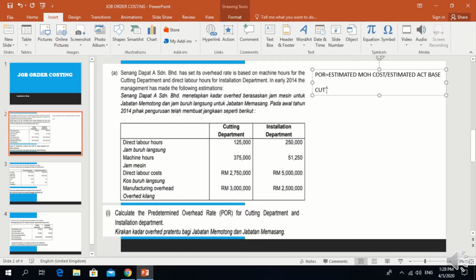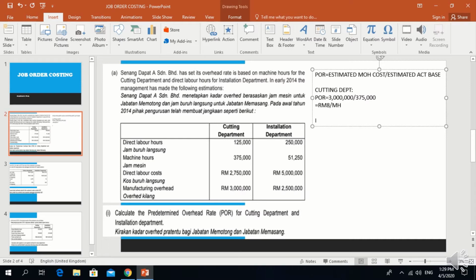So for cutting department, POR equal to, kita cari manufacturing overhead cost di cutting department 3 million ringgit. Then we divide by the basis. Cutting department use machine hours as their basis. So kita cari di sini machine hours. Machine hours 375,000 hours. So the answer is RM8 per machine hour.